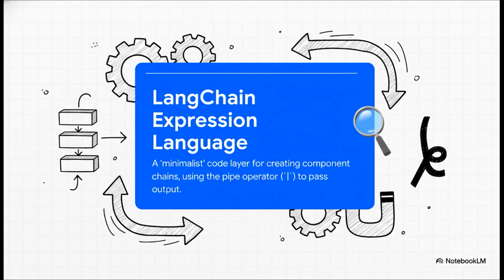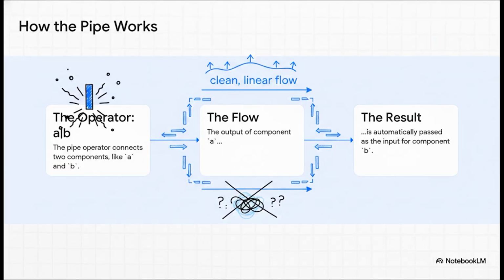So what is LCEL? At its heart, it's the super minimalist way to chain together all the different parts of your LangChain app. And it all hinges on that pipe operator. You see it there? The vertical bar? Its whole job is to take the output from one step and just feed it directly into the next. It's that simple. And here's how it works. It's so elegant. You have component A, then the pipe, then component B. That's it. Whatever A spits out, boom, it becomes the input for B. No need to save stuff to a variable and then pass that variable along. It just flows. This is what makes the code so clean and easy to follow.